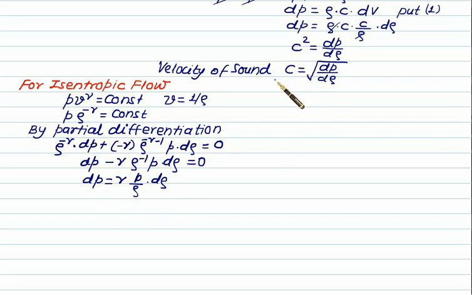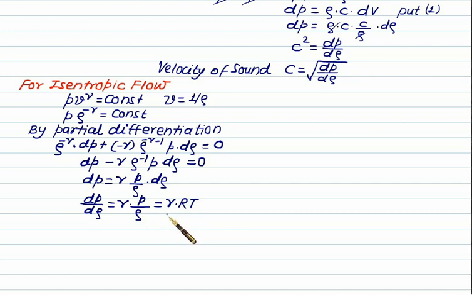So from this we can generate dp by d rho is equal to gamma times p by rho, and since p by rho is same as RT, we have this equation is gamma multiplied by R multiplied by T. So if you know the temperature and if you know the gas constant and the value of gamma, then we can calculate the velocity of sound in that particular gas.